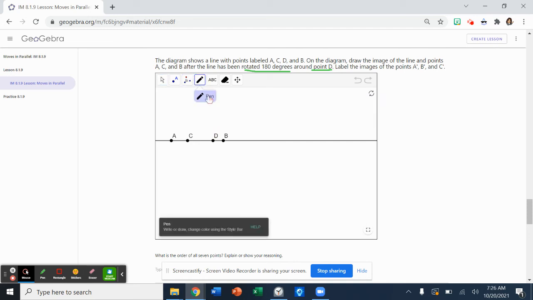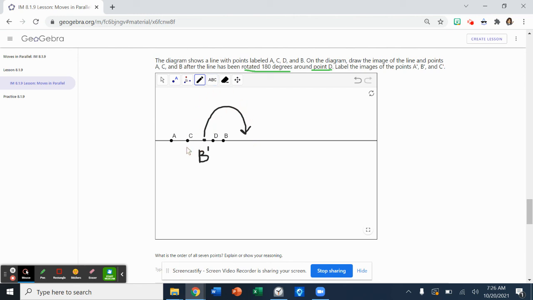So in other words, if I took this line around point D and I rotated it 180 degrees, then I would be able to see where the new line ends up. So with a 180-degree rotation, I would just be taking this line and spinning it in a circle. But what it's asking us to do is to label exactly where each of the points on the line is going to be. So we spun this line around point D, which means point B or B prime is going to end up on the opposite side of D because we spun the line 180 degrees, right?